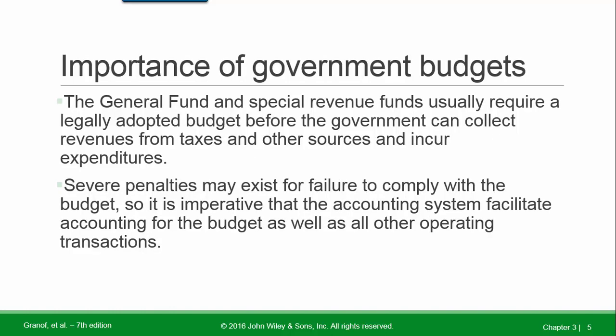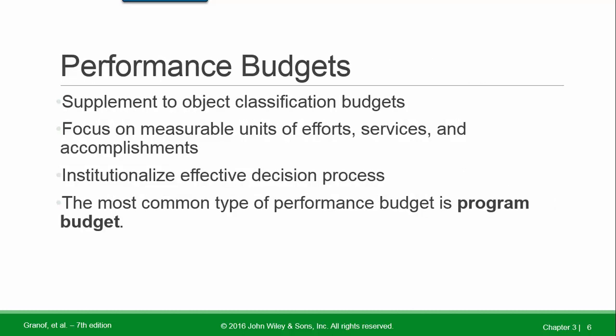The importance of government budgets. The general fund and special revenue funds usually require a legally adopted budget before the government can collect revenues from taxes and other sources and incur expenditures. Severe penalties may exist for failure to comply with the budget, so it is imperative that the accounting system facilitate accounting for the budget as well as all other operating transactions.